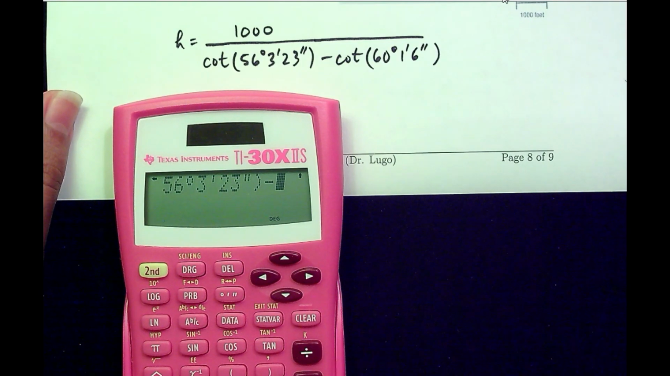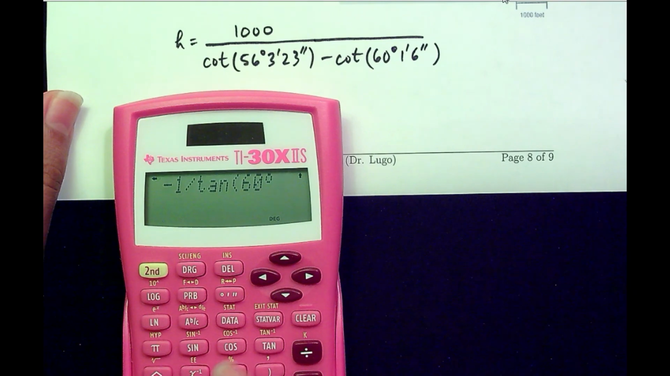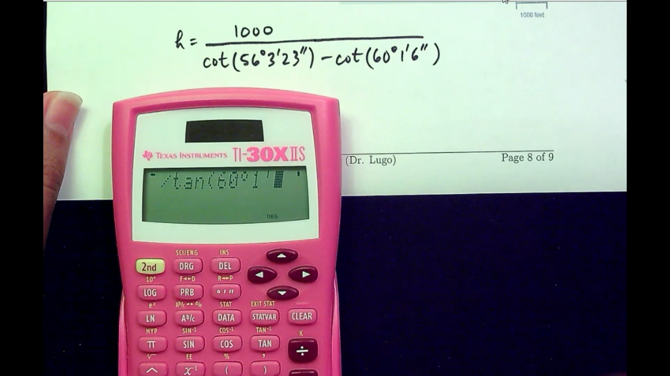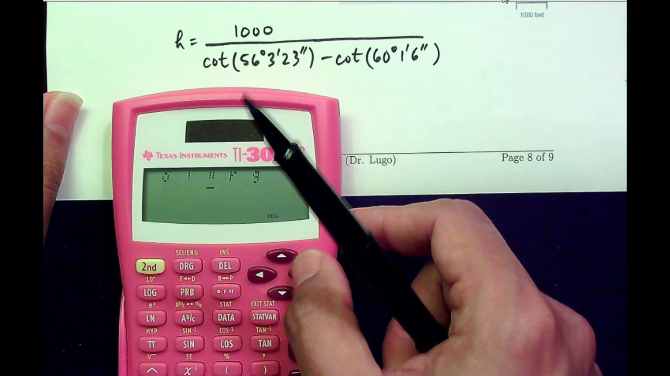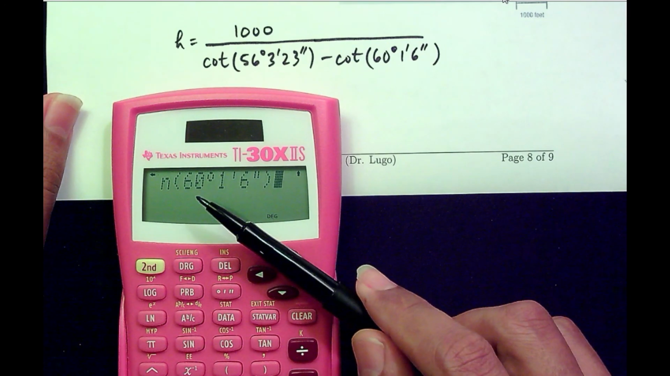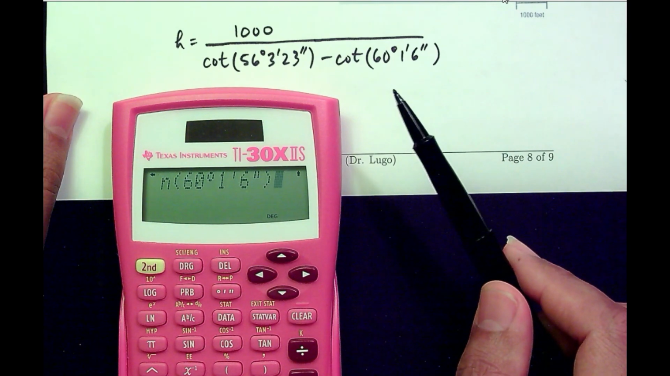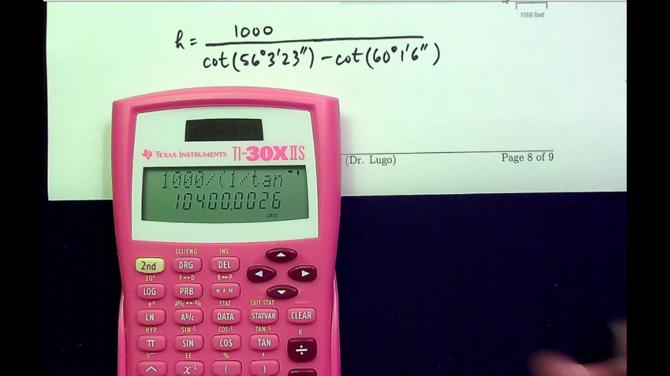minus, now the cotangent. The cotangent is again 1 over the tangent. So 1 over the tangent of 60 degrees, 1 minute, and 6 seconds. Close parentheses. That closes the parentheses of the tangent, not the parentheses of the bottom. Now I'm going to close the parentheses. One more parenthesis to close out the bottom, the denominator. And now I can hit enter. And look at that. That's our answer.